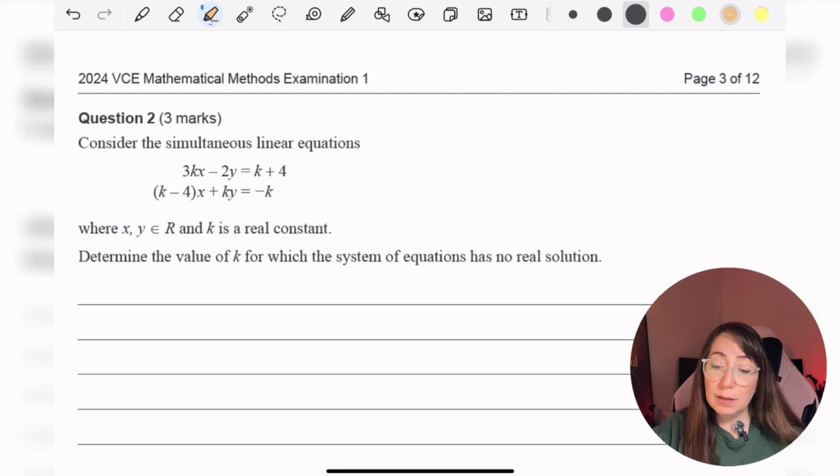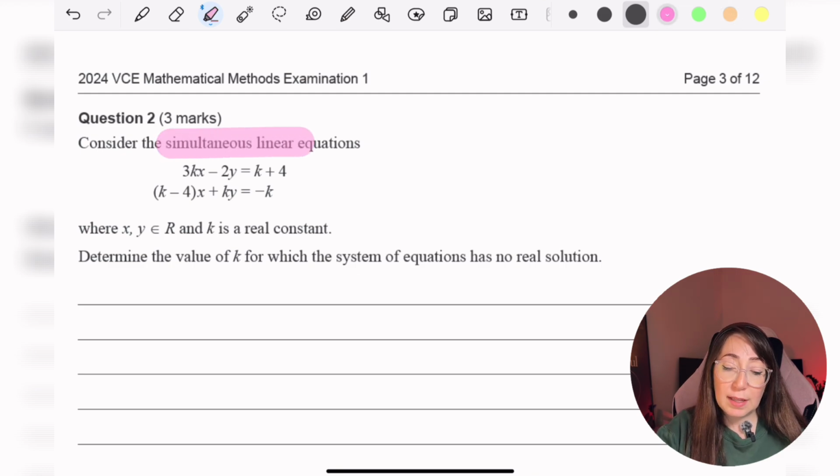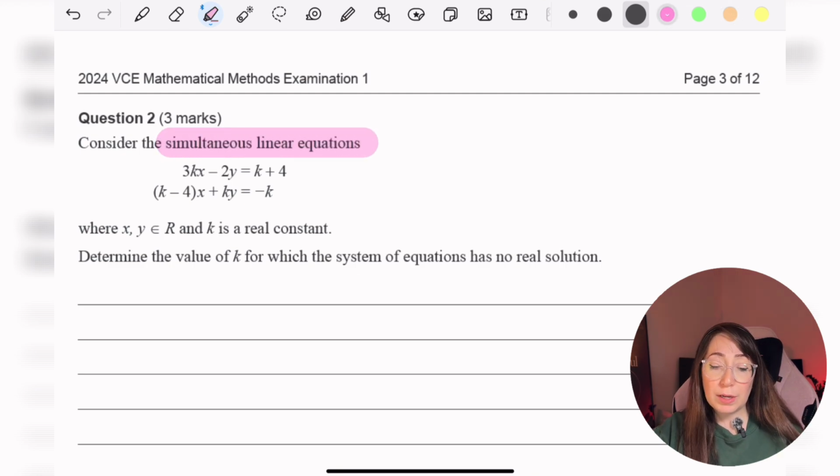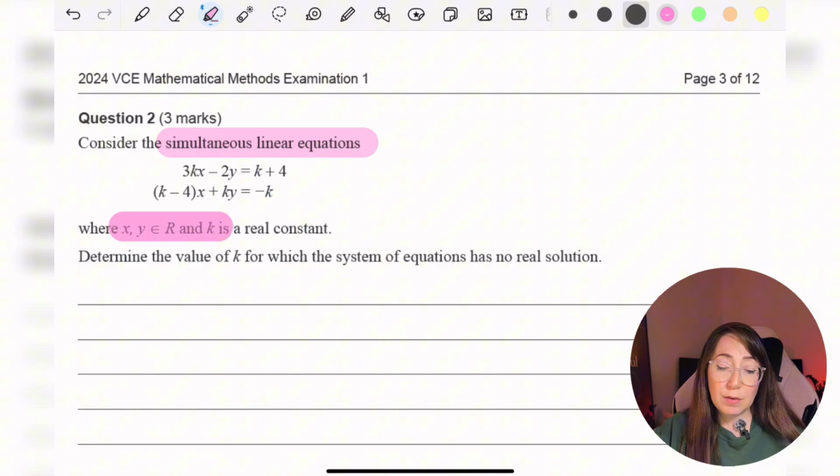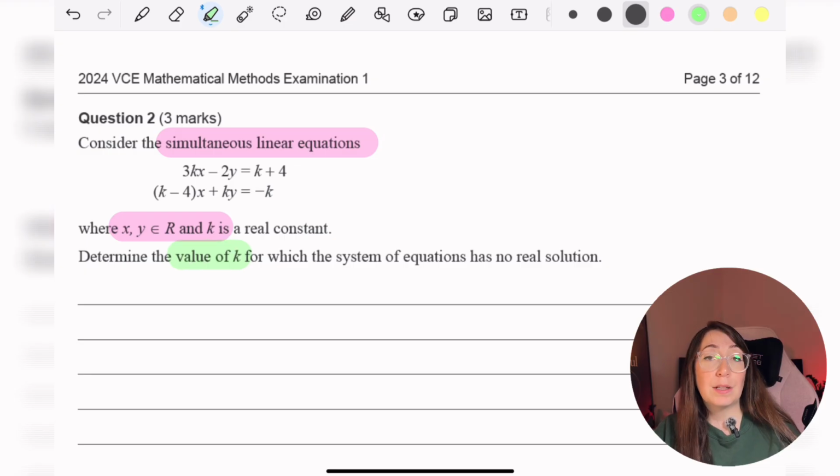So to break it down, let's highlight our key information. We can see that they are simultaneous linear equations. We know that everything is a real constant. And finally, in terms of our instructions, we're determining the value of k. Note that it says value and not values, so you should only get one answer. And the key part to this is that we want no real solutions.